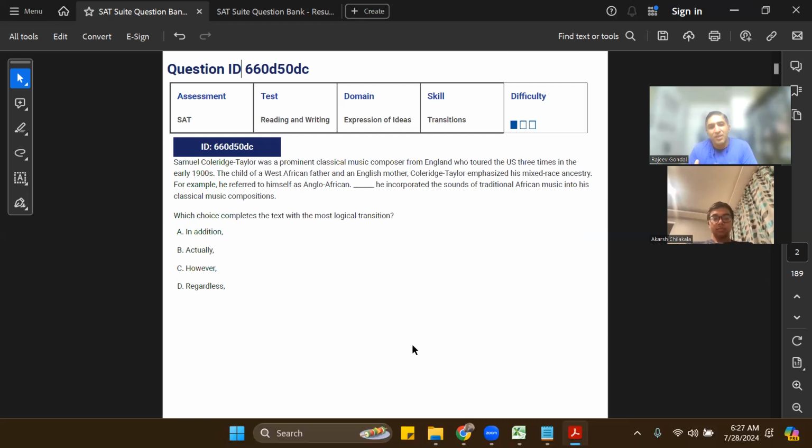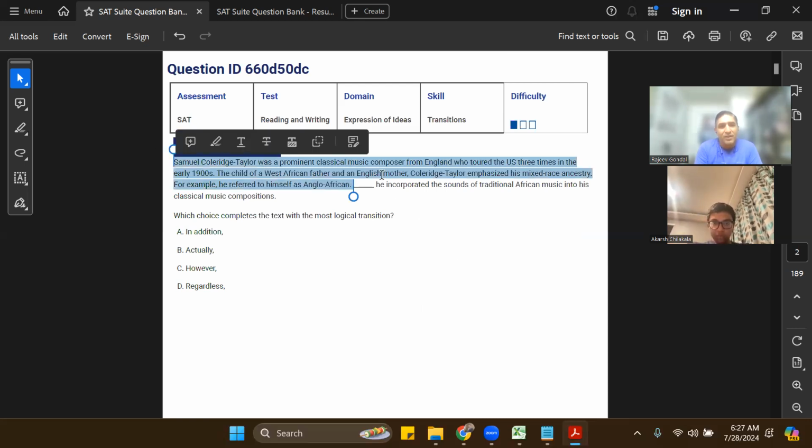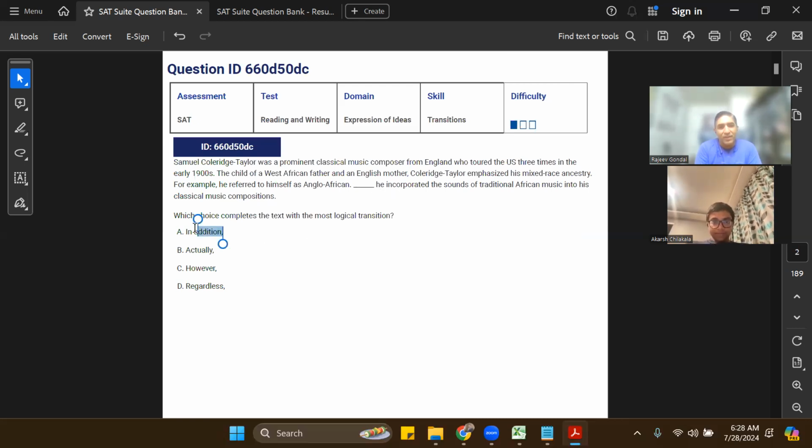So there are certain transition words, as you can see: in addition, actually, however, regardless. Now you have to see what is the relationship between these two parts. Is it adding some extra information? Then it will be in addition. If it is talking about something which is like factual information, you will say actually. If it is a U-turn, it is however. If it is something which you want to disregard, something which you want to say is less important, we'll say regardless.